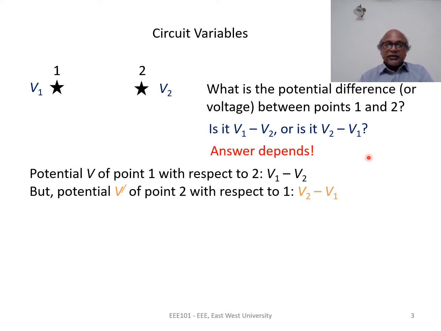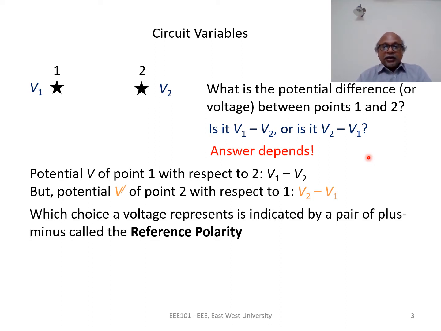We will represent this same information in a mathematically compact way. We will use a pair of plus minus signs to represent which is the reference and which is our point of observation, by using what is known as reference polarity. So what is reference polarity?